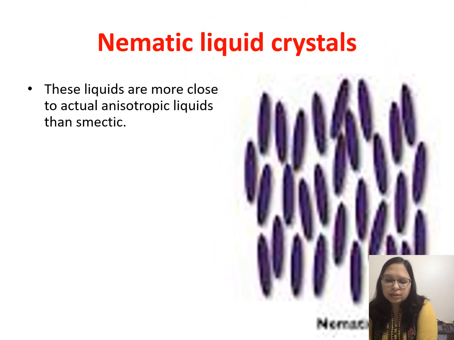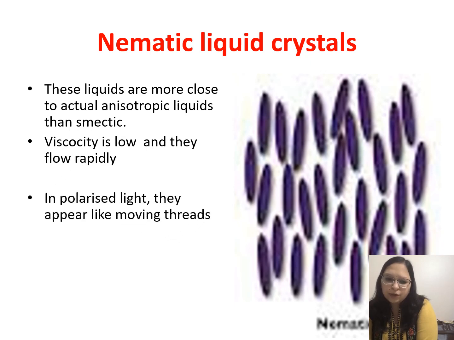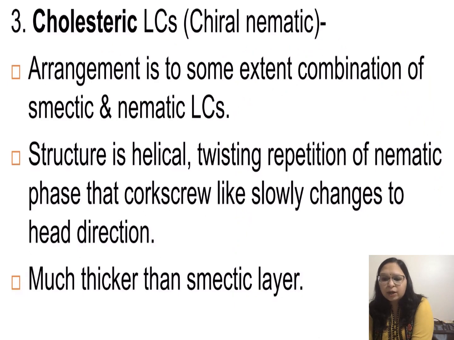So these are closer to the anisotropic liquids, as I told you earlier, in comparison to smectic. They have low viscosity and can flow very rapidly because they show the properties of the liquid state more. In polarized light we can see them appear like moving threads. Examples can be para-azoxyanisole, para-azoxyphenetol, para-methoxycinnamic acid.